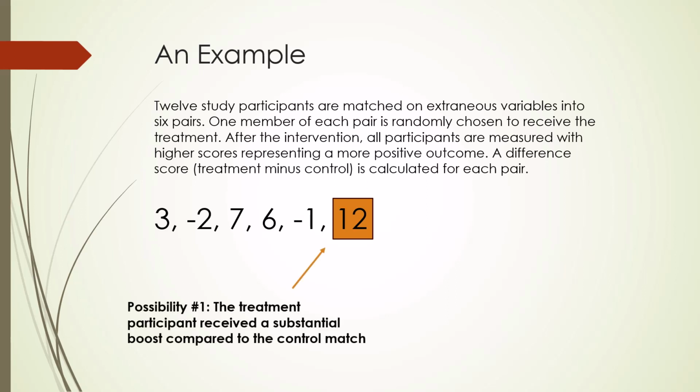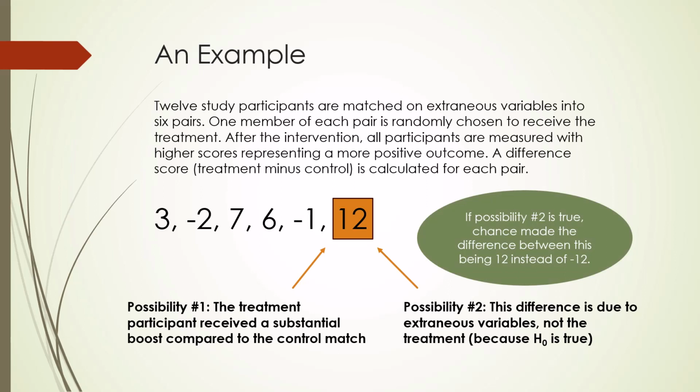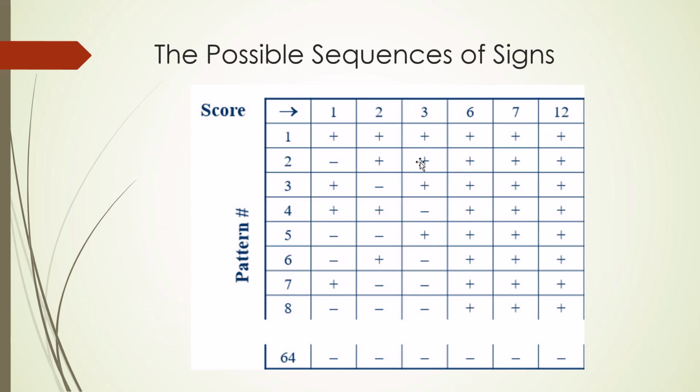Possibility number 1 is that this participant received a substantial boost from the treatment compared to the control match because the control participant did not receive a treatment. But possibility number 2 is the difference is due to extraneous variables, not the treatment, because the null is true. If possibility number 2 is true, chance is what made the difference between this being a positive 12 instead of a negative 12. Here are the possible sequences of signs that we could obtain with these 6 pairs.